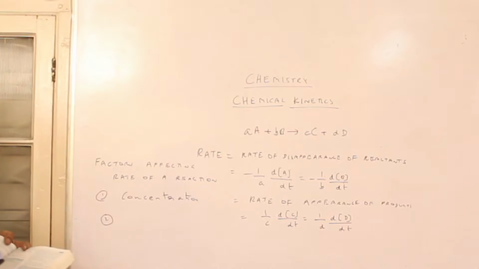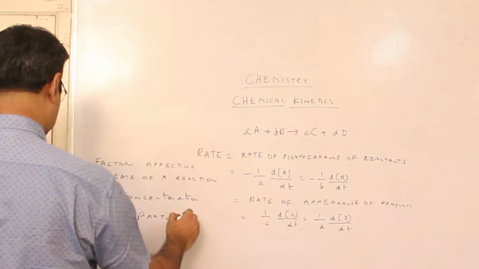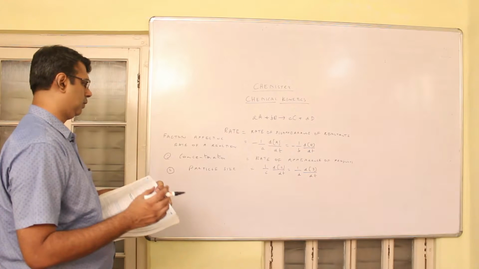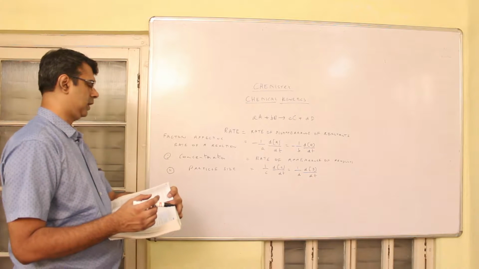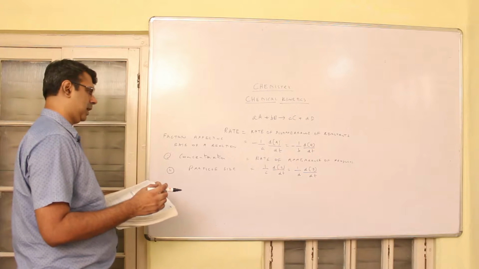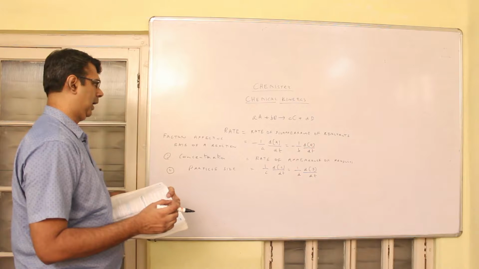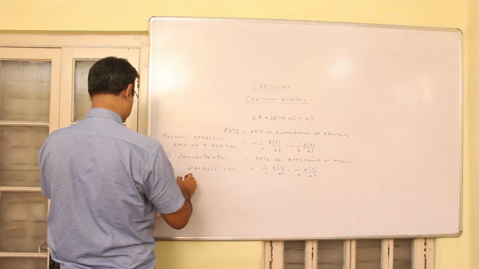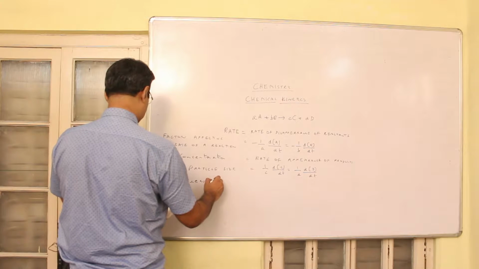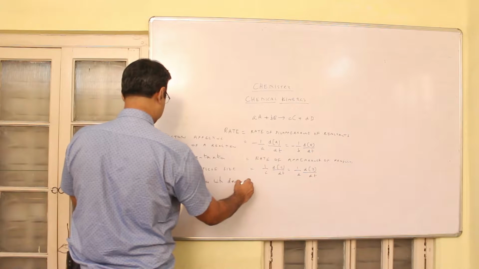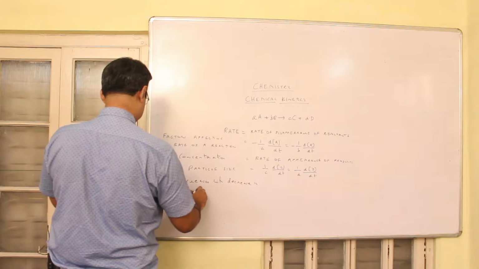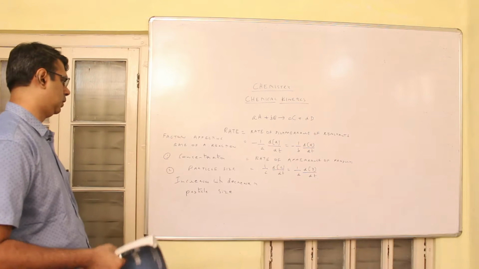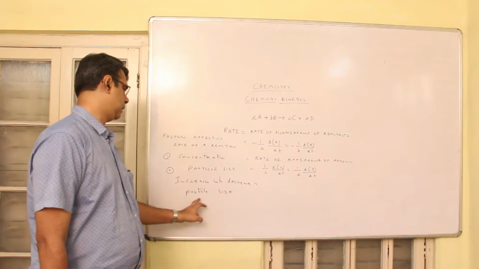Point number two is particle size. Now, you know that the more finely divided the particles, the greater will be the surface area. So if you have smaller size particles, the surface area will be greater, and therefore the contact area will be greater, and therefore the rate of the reaction will be greater. So the rate of a reaction increases with decrease in particle size. So this is point number two.